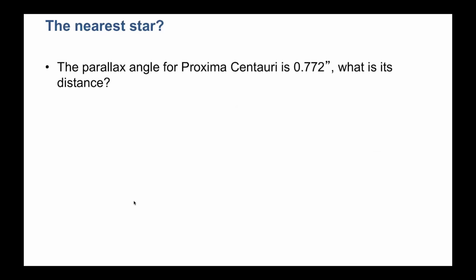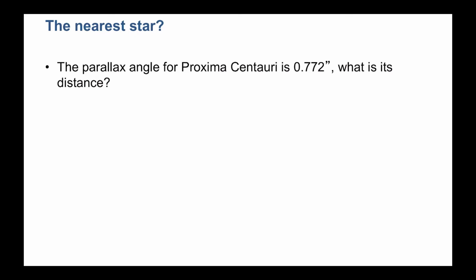Let's try this equation out for size. How far away is the nearest star? Well, it turns out the nearest star in the sky, the closest star besides the sun to the Earth, is the star Proxima Centauri, and its parallax angle is less than an arcsecond. It's 0.772 arcseconds. So what is the distance to this star?